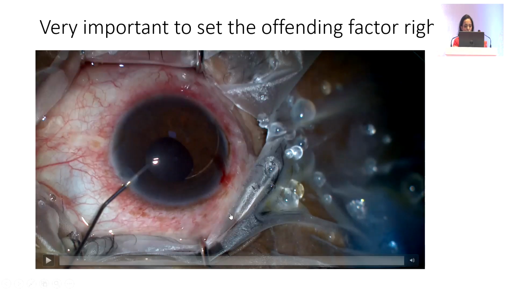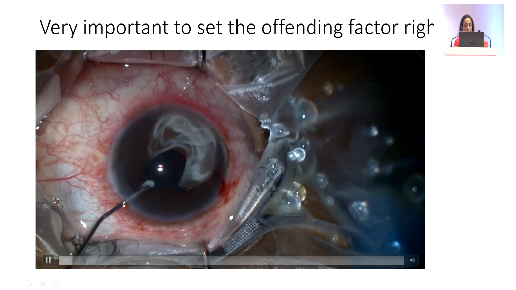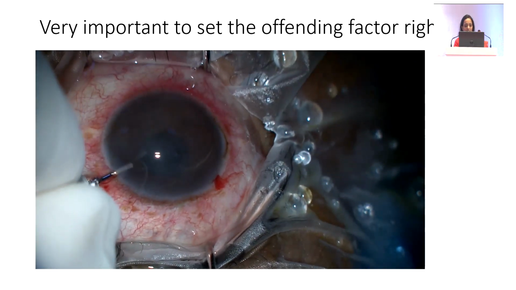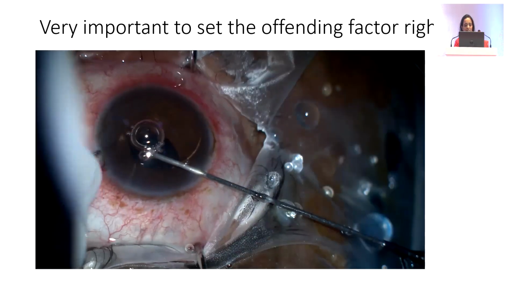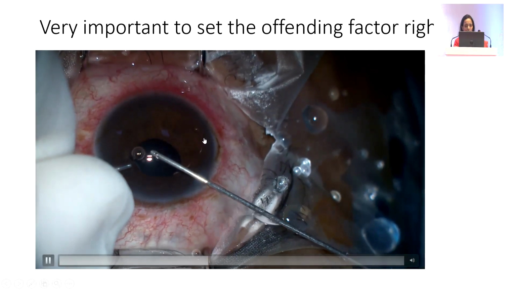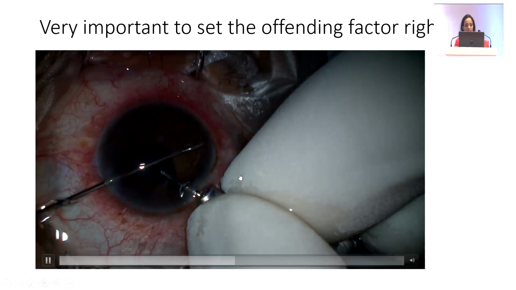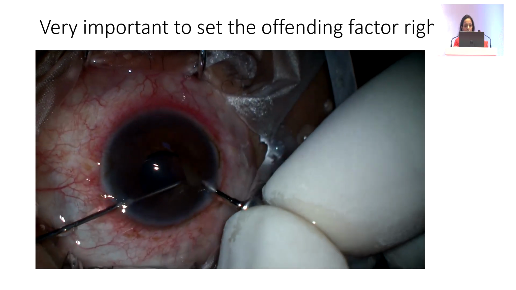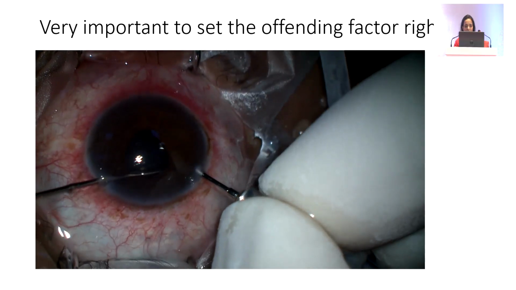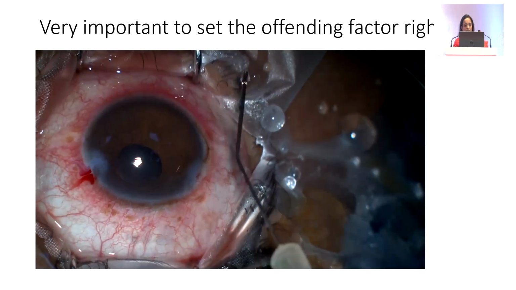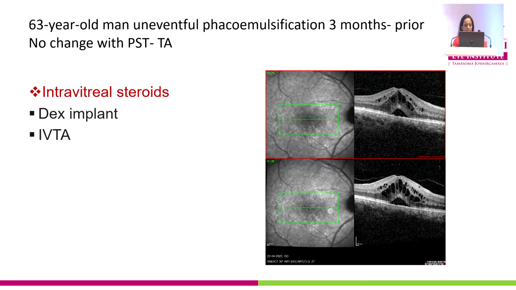So like I showed in the previous slide, it's very important to set the offending factor right. It's not enough to just keep injecting with PST, but also relieve this chronic rubbing of the haptic to the iris tissue. We do an anterior vitrectomy and reposition the haptic into the bag if possible, or at least safely in the sulcus, ensuring there is no rubbing. So then intravitreal steroids, let's look at them.